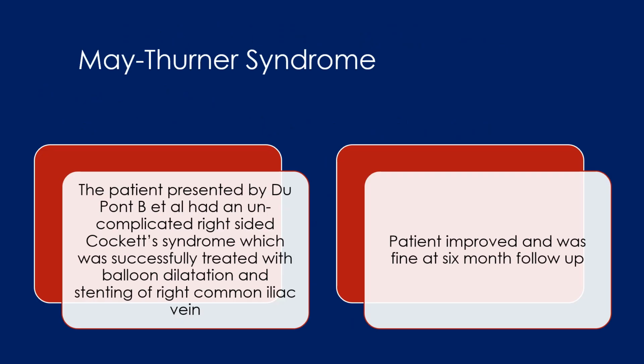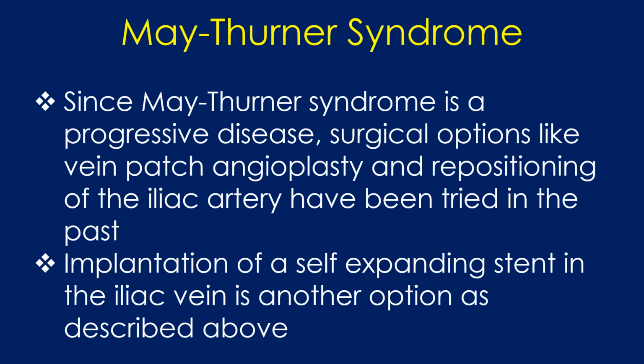The patient presented by DuPont and Associates had an uncomplicated right-sided Cockett syndrome, which was successfully treated with balloon dilatation and stenting of right common iliac vein. Patient improved and was fine at 6-month follow-up. Since May-Thurner Syndrome is a progressive disease, surgical options like vein patch angioplasty and repositioning of the iliac artery have been tried in the past. Implantation of a self-expanding stent in the iliac vein is another option as described above.